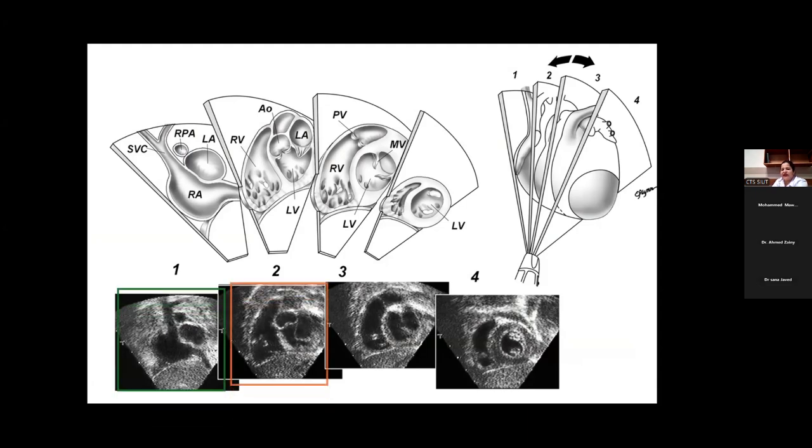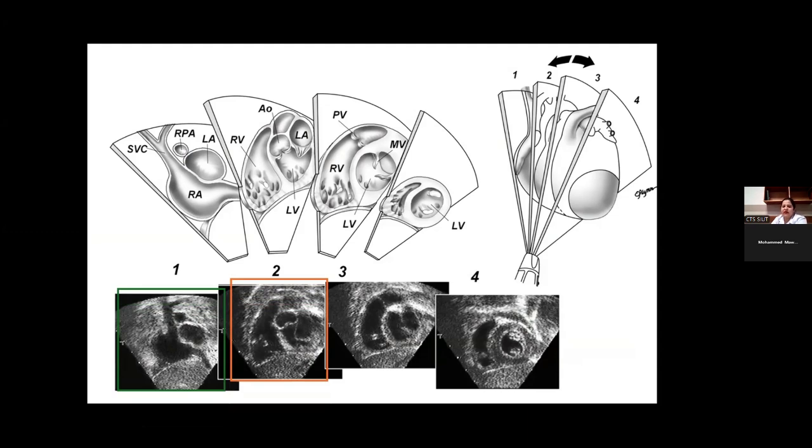When we slightly start tilting from right to left, the right ventricle is coming, and here you can see the whole RV and the RVOT. You can appreciate the pulmonary valve, and here you can see the short axis, but this is the subcostal view short axis.